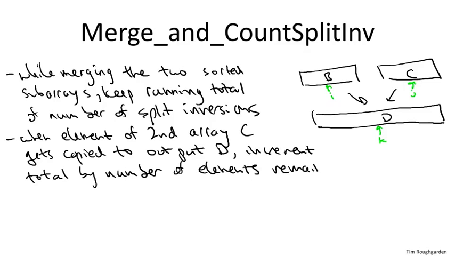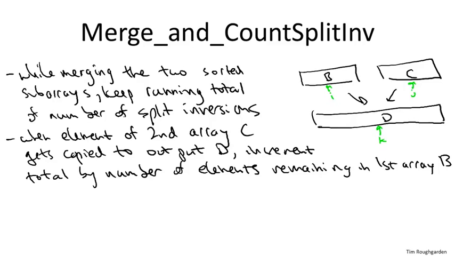It follows immediately from the claim on the previous slide that this implementation of the running total counts precisely the number of split inversions that the original input array A possesses. And recall that the left inversions are counted by the first recursive call, the right inversions are counted by the second recursive call. Every inversion is either left or right or split.